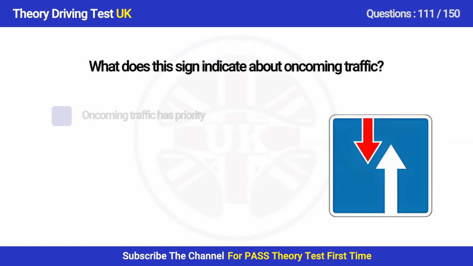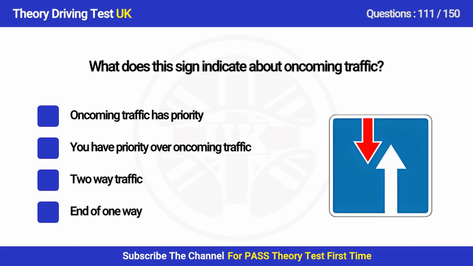Question 111. What does this sign indicate about oncoming traffic? A. Oncoming traffic has priority. B. You have priority over oncoming traffic. C. Two-way traffic. D. End of one way. Answer is B. You have priority over oncoming traffic.